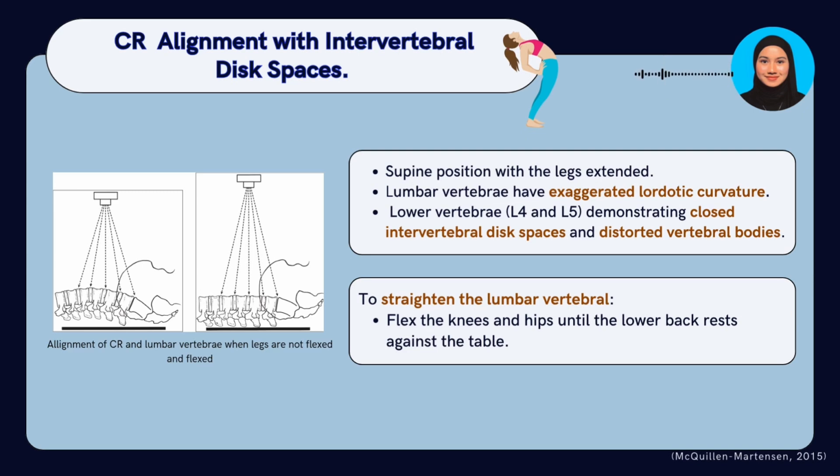To improve the image and achieve better alignment, we need to reduce the lumbar lordosis by flexing the knees and hips, allowing the lower back to rest flat against the table. This positioning helps straighten the lumbar spine, making the intervertebral disc spaces more parallel to the CR and the vertebral bodies more perpendicular to the IR.